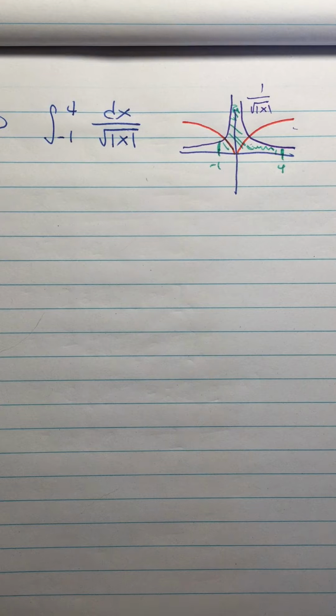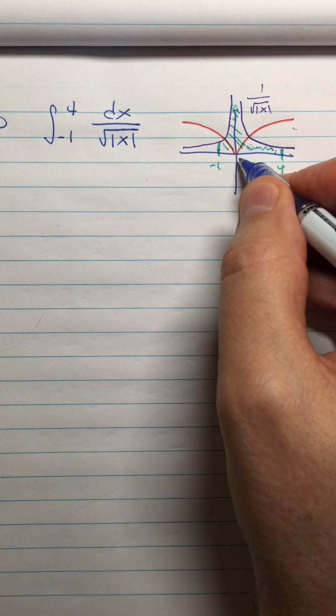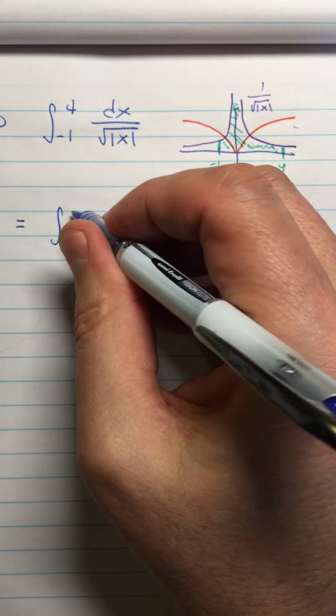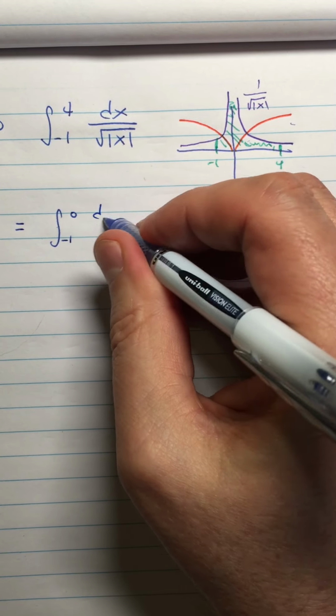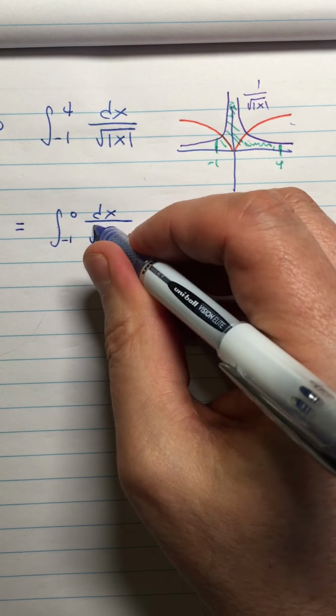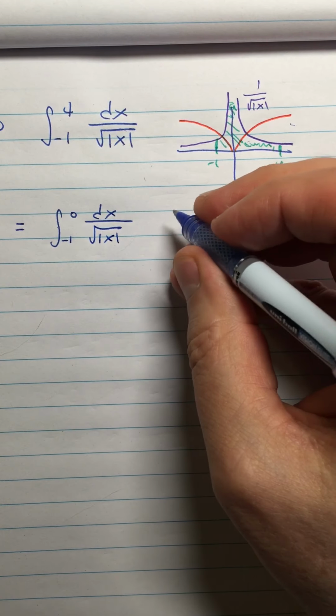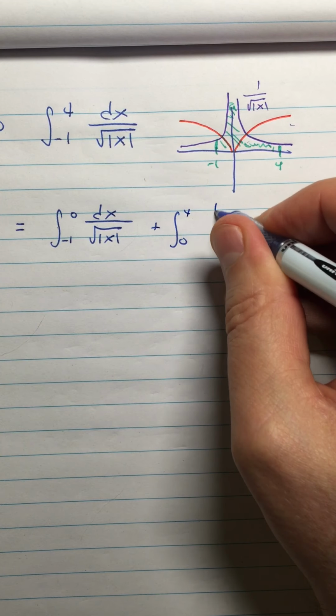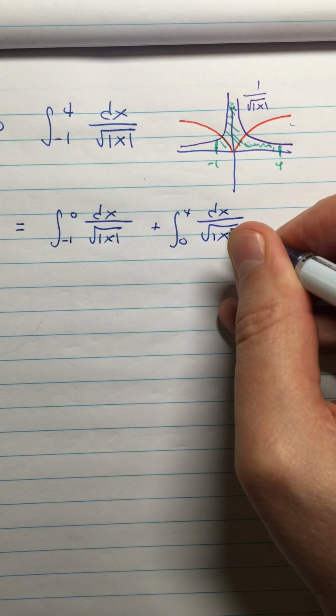All right, so what do I do with this? So I split it up over that asymptote. So I'm going to call this the integral from -1 to 0. So you just split out your problematic limit of integration and turn that into a limit. Then plus the integral from 0 to 4 of dx over square root absolute value of x.